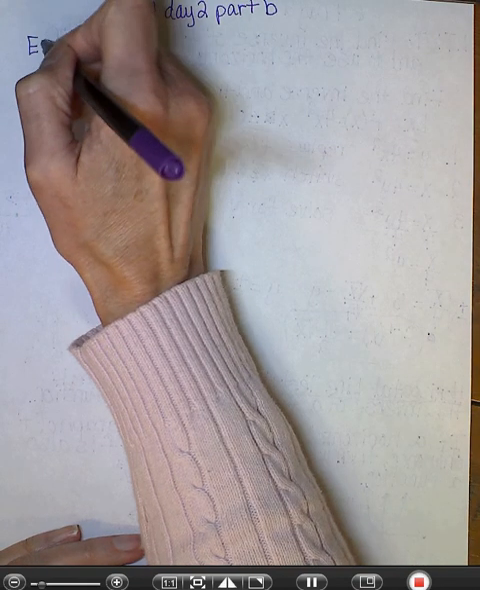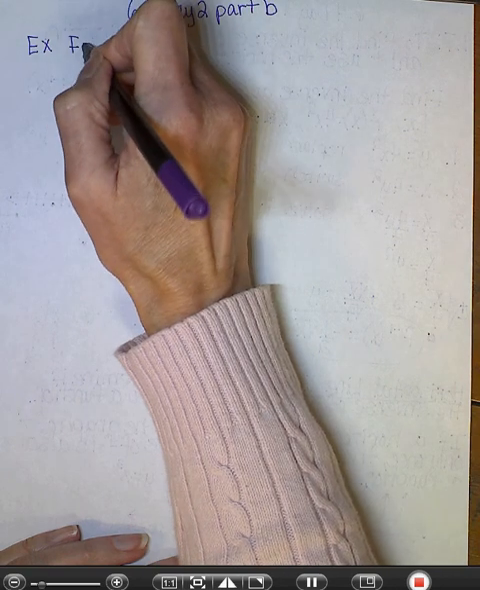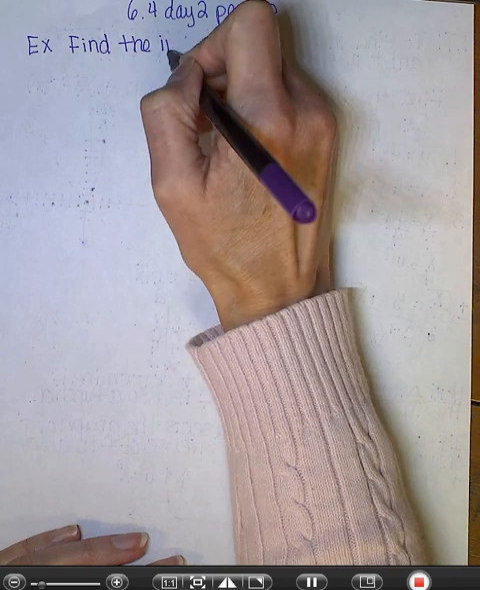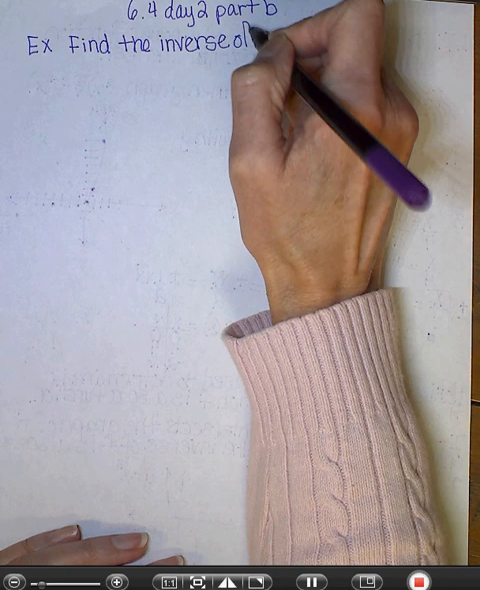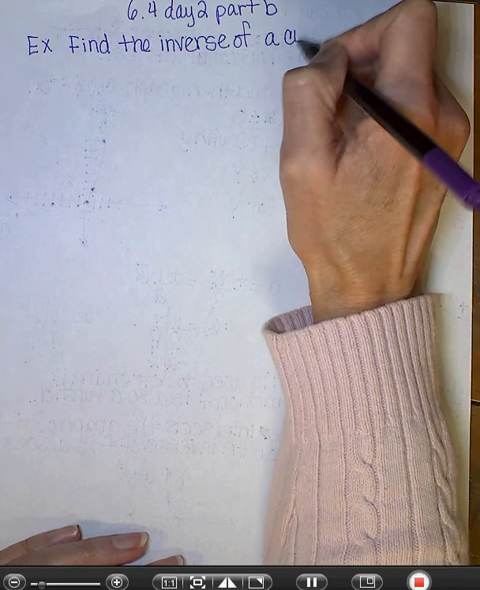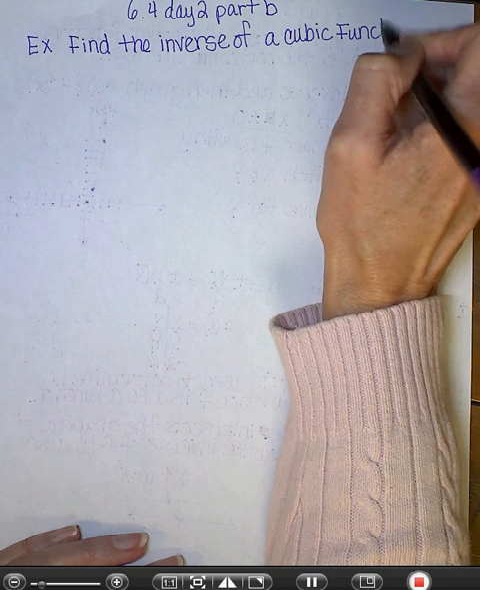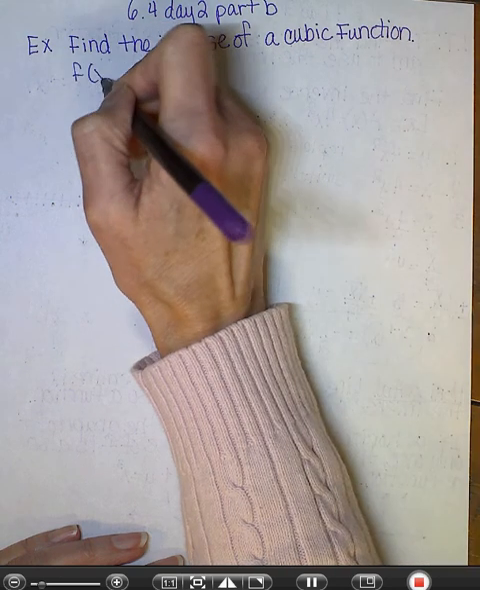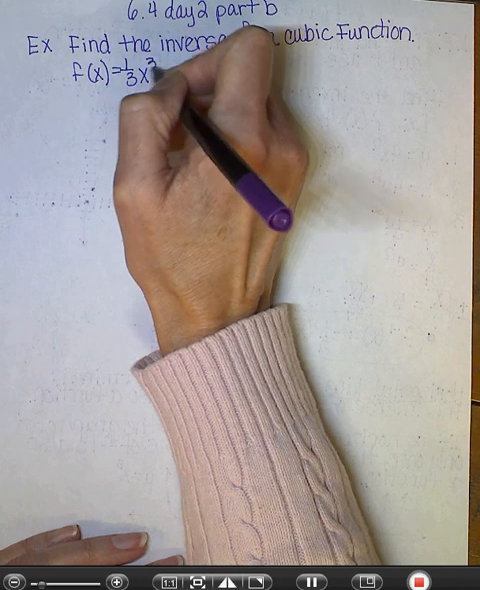So we also need to do one more example of finding the inverse of a cubic function. So we're going to find the inverse of a cubic function. Alright, so here's what it looks like: f of x equals 1/3 x cubed plus 3.